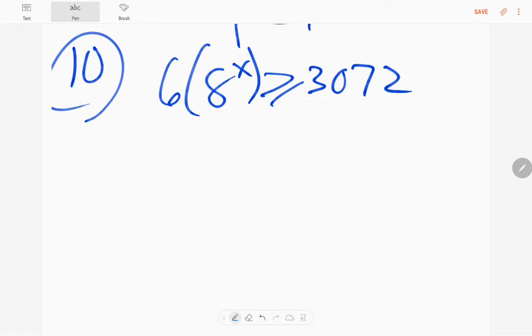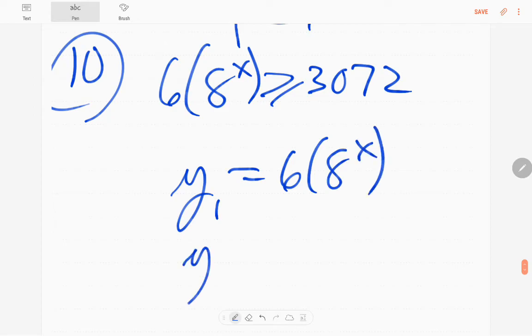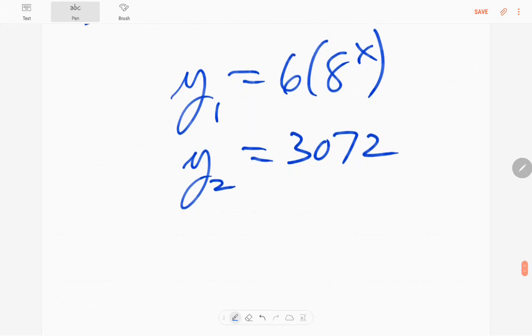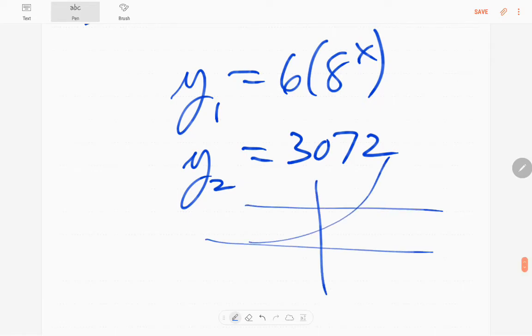All right. Now on this one, I only want you to use a calculator, so don't try to do this algebraically. Here's what you want to do. Enter the two functions 6 times 8 to the x and 3072 into your calculator as two different functions. And when you do that, you're going to get a picture that looks like this. Go ahead and put them on the same screen. So the 6 times 8 to the x is the exponentially increasing function. The 3072 is the horizontal line. It's the constant function.